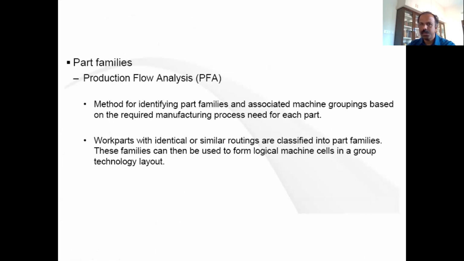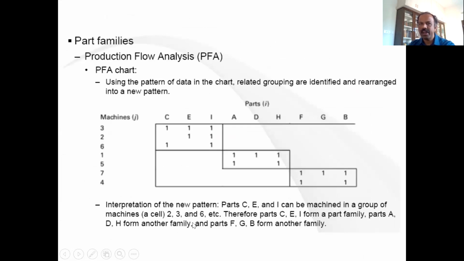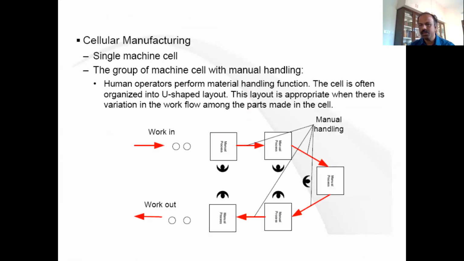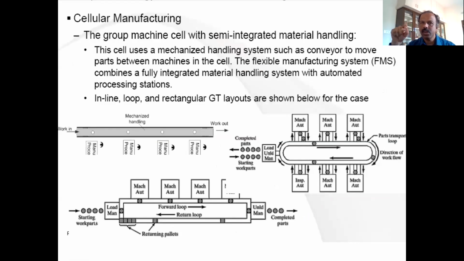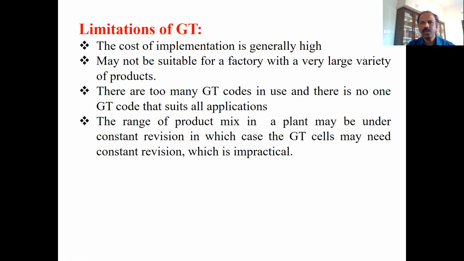Then we have what is called PFA, that is production flow analysis, and the incidence matrix and how the grouping can be done. Okay, right. Then we learned something related to cellular manufacturing and the different types of cells we have discussed: single machine cell, then U-shaped layout, and then inline layout, loop layout, and rectangular layout. And then we understood the application of group technology and the limitations of group technology. Now this is in a nutshell about a newer methodology of production technology, which is called group technology.